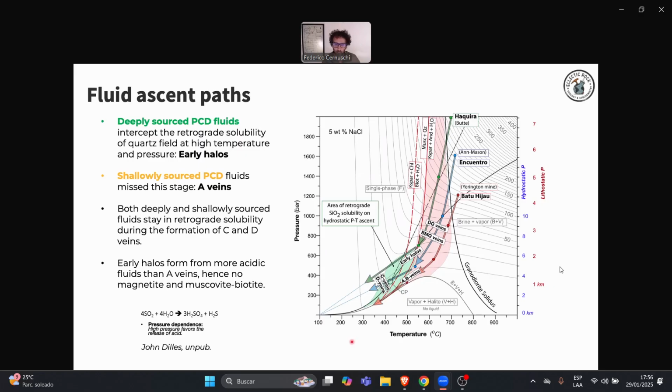The other part of the story here is probably that the formation of acid from SO2 is pressure dependent. So in the high pressure systems, you produce more acid early on, and that's probably why you have muscovite with the early halos together with biotite and K-feldspar, and why there's no magnetite in these deep systems.